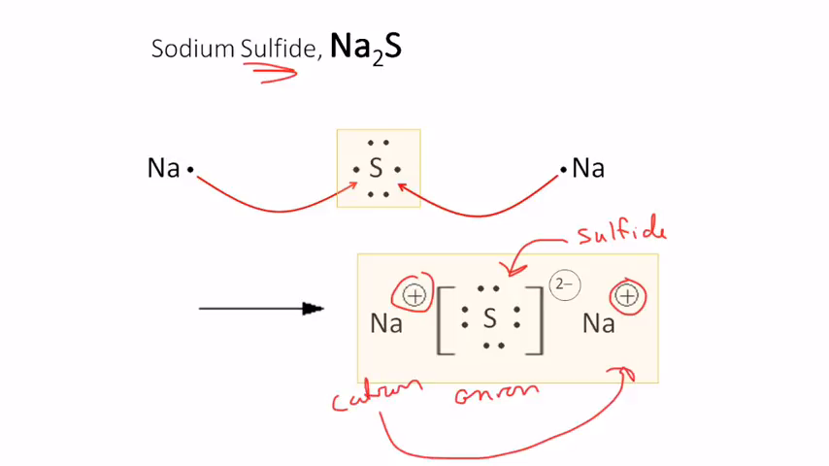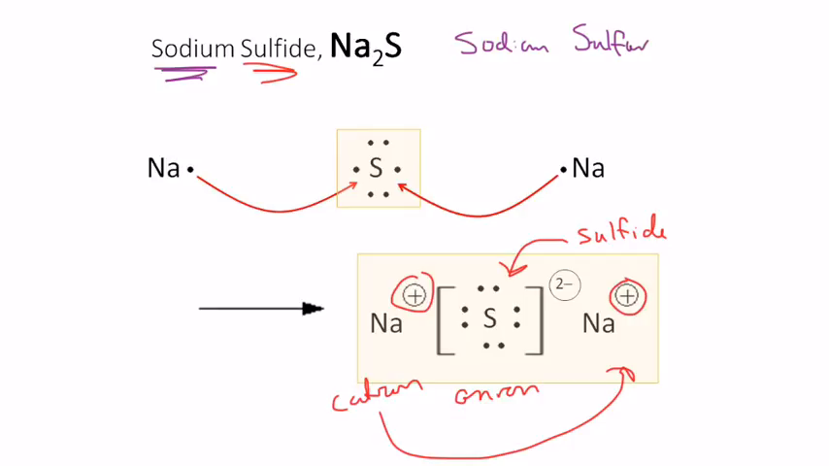One more thing before I leave this example is I want to show you something that I think comes in handy called the crisscross method. So if somebody says, I want you to join sodium and sulfur, and we're going to make an ionic compound out of those two elements.